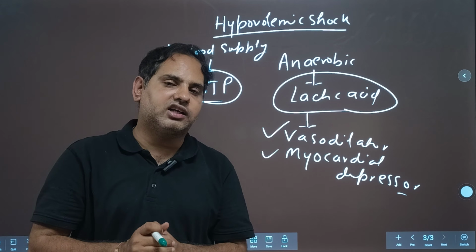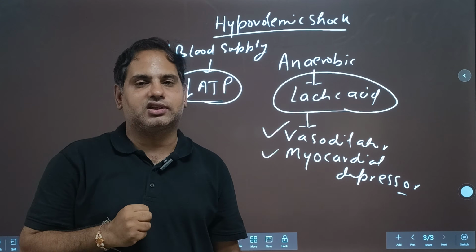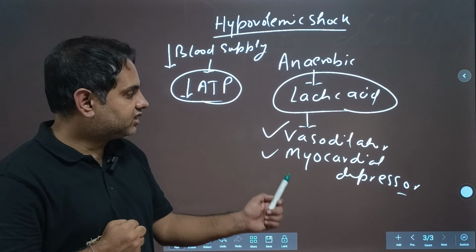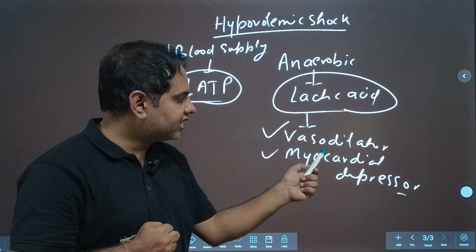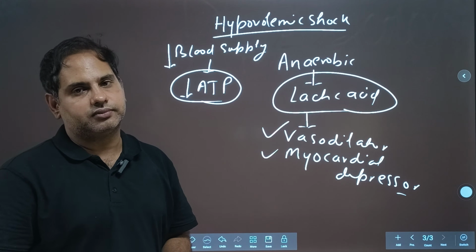So in the compensatory mechanism, what is the body trying to do? The body is trying to do vasoconstriction, right? To maintain the blood pressure. Now you can see that this lactic acid production is going to oppose your compensatory mechanism.